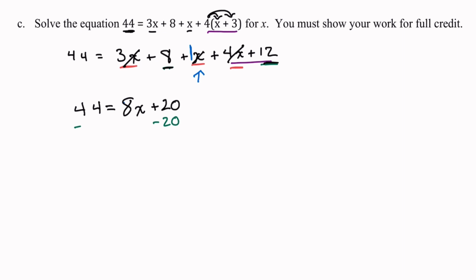I want to get that x by itself, so I'm going to subtract 20 from both sides, and I get 24 equals 8x. Divide both sides by 8. And x equals 3.